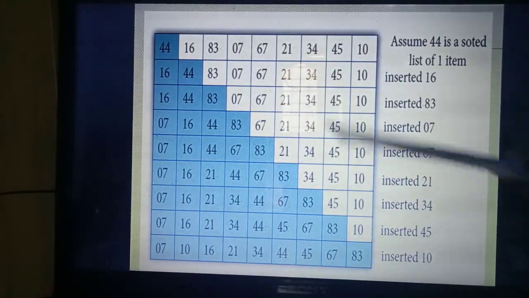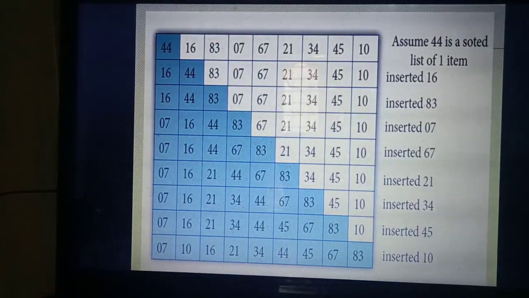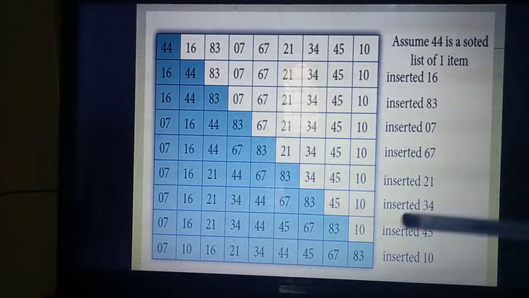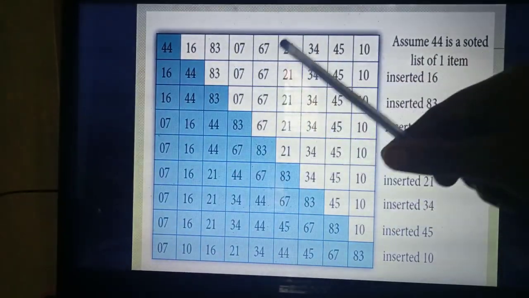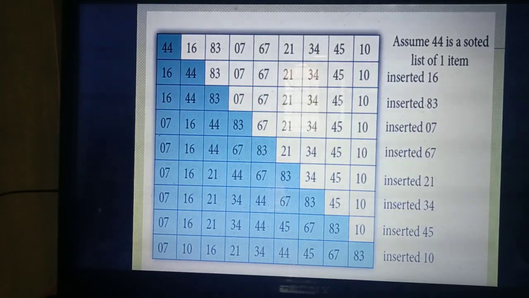Understand? Once again I am explaining. The first element is 44, so no need to sort. The pseudocode itself says no need to sort the first element because it's the first element. Totally how many elements are there? 1, 2, 3, 4, 5, 6, 7, 8, 9. 9. So how many passes will it require? 8. N minus 1, that means 9 minus 1.